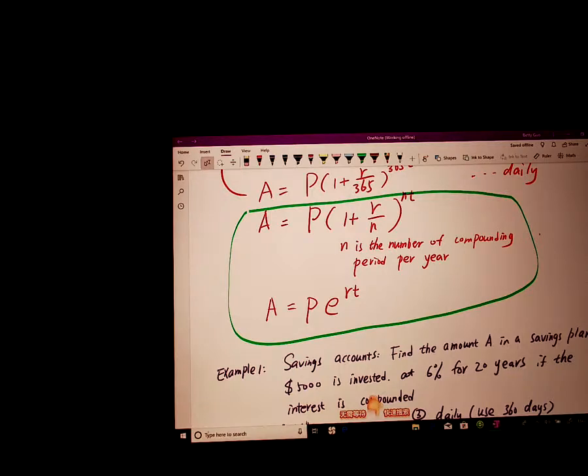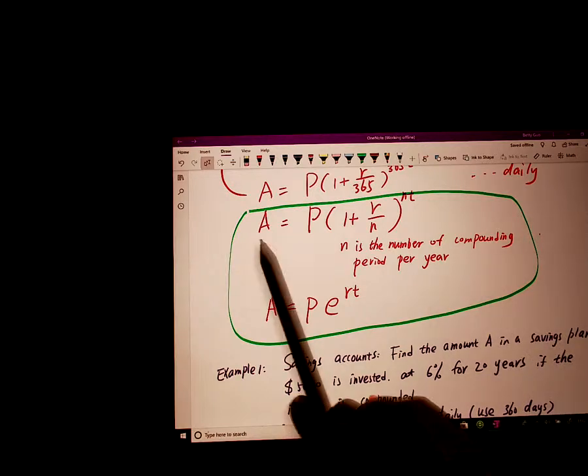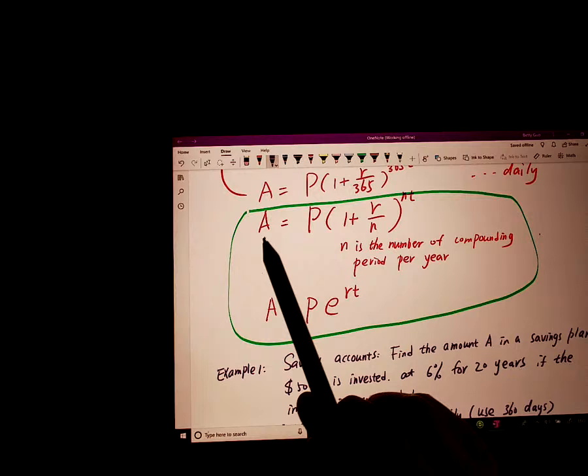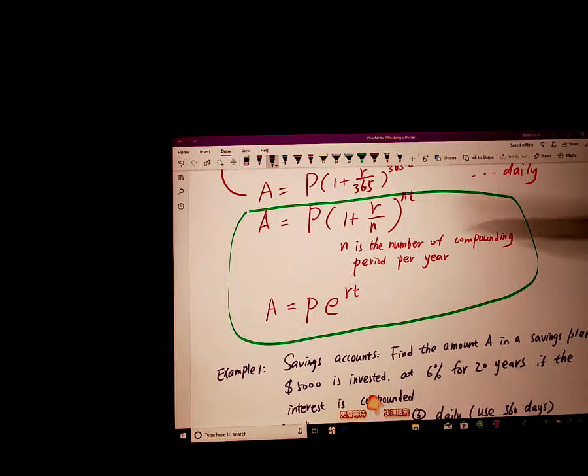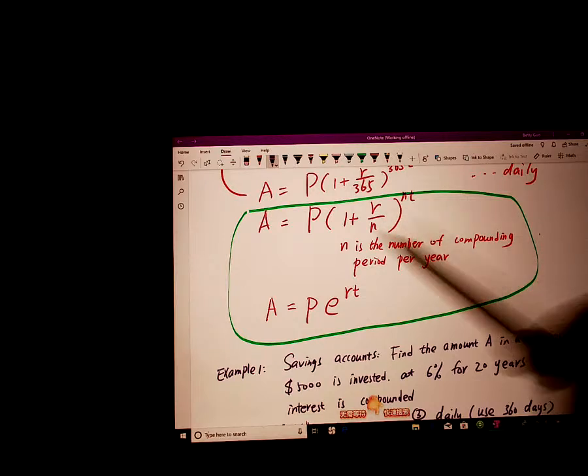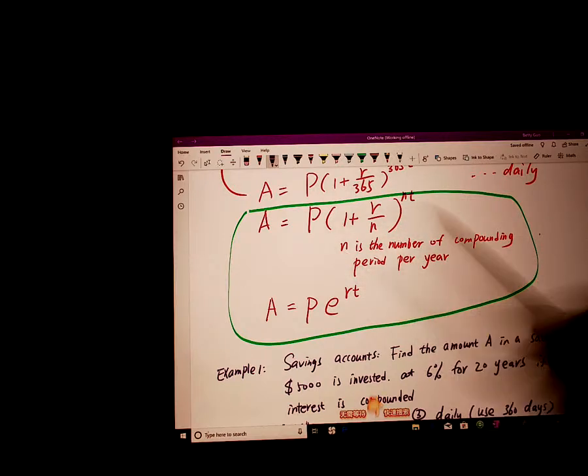Okay, let's continue. This is 11.8. We were deriving the formulas for compound interest. A here is the accumulated balance. P here is the original principal. So all those formulas we have seen earlier in previous videos can be represented by one formula.